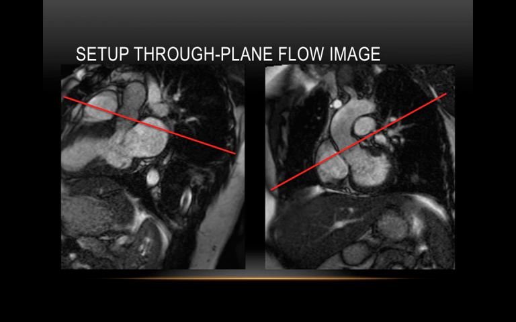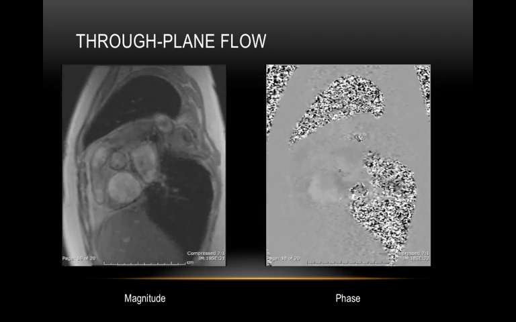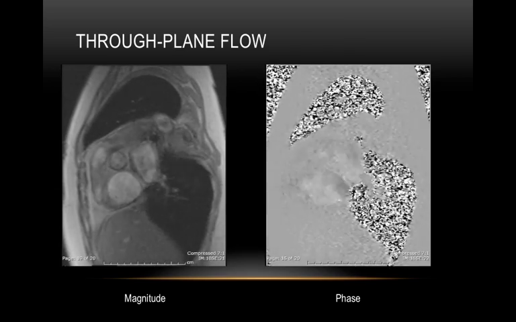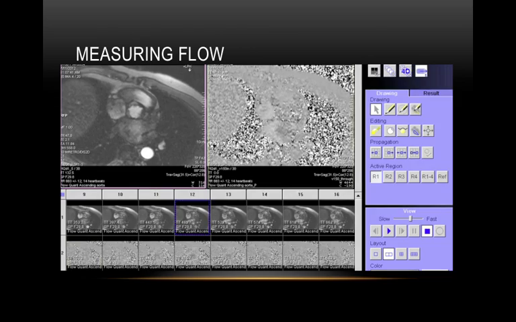The majority of the time, as I said, we're going to use through-plane imaging, and here we've set up a double oblique just above the level of the aortic valve to look at flow through the aortic valve. And here again we have magnitude and phase images looking at flow through the aortic valve. Once we have those images, then we're going to load them into whatever software we have available, and we're going to actually do our quantification.